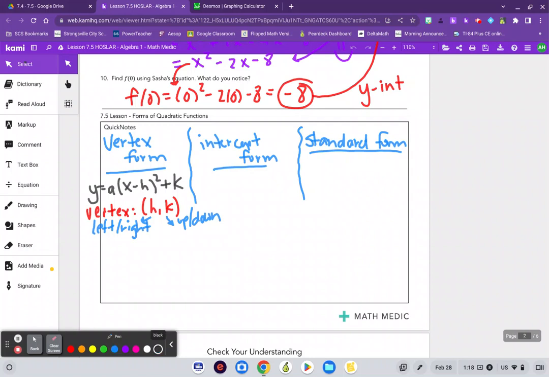Now, intercept form looks like this: y equals (x minus p) times (x minus r). And that just means that this is going to be called factored form. Let's try that again. Factored form, F-A-C-T-O-R, because this is written as 2 items being multiplied. They're factors. We're going to talk a lot more about that form in Unit 7.6, so we don't want to say too much about that right now. But it is the product of 2 lines.